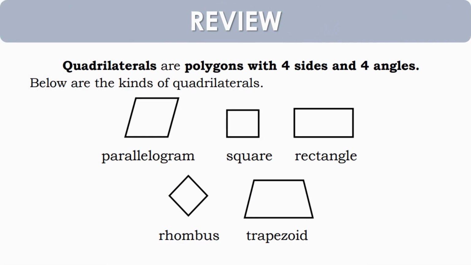Okay, let us have a review on the quadrilaterals. When we say quadrilaterals, these are polygons with 4 sides and 4 angles. Below are the kinds of quadrilaterals. Example number 1 is a parallelogram. Example number 2 is a square. We also have the rectangle, the rhombus, and the trapezoid. So these are all examples of quadrilaterals. Again, they have 4 sides and 4 angles.